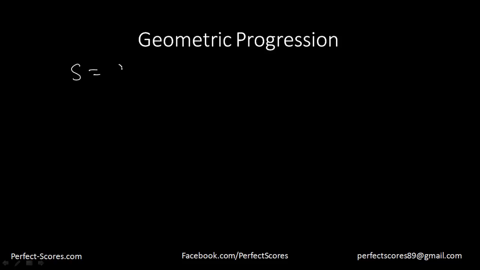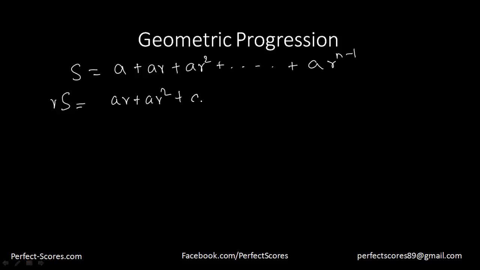So what is the sum? The sum S is equal to A, the first term, plus the second term plus the third term, and all the way till the last term. And let me say I have R times S. So R times S is going to be AR plus AR square plus AR cube all the way till A into R to the power n.